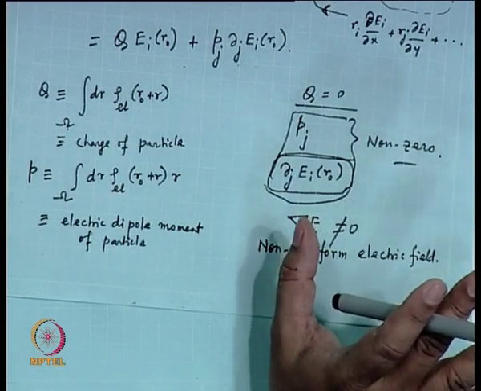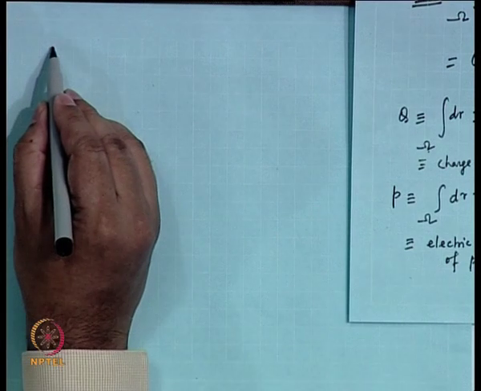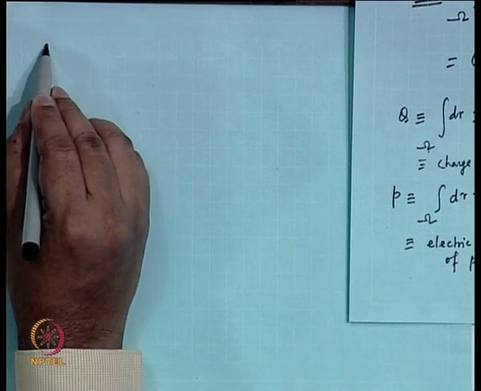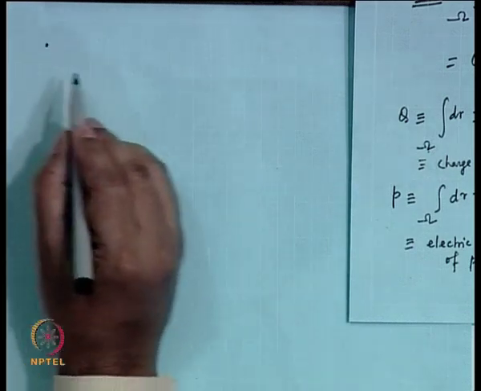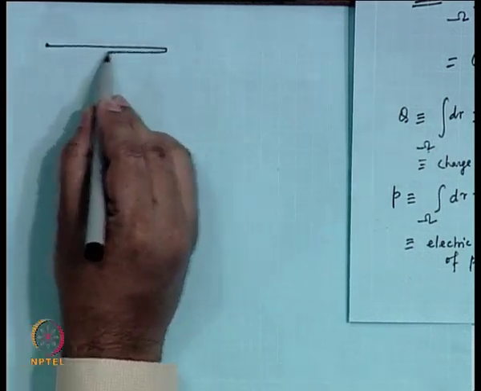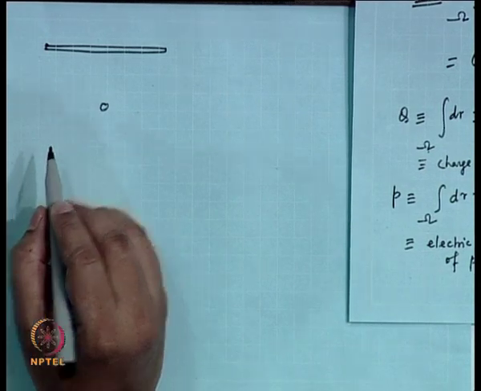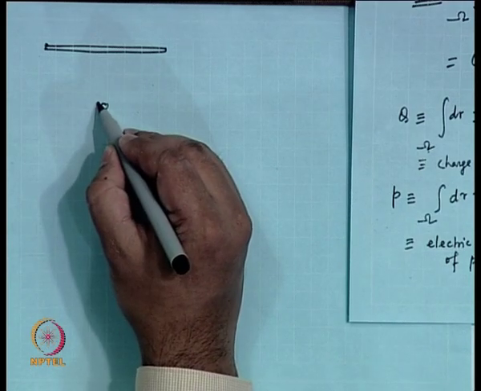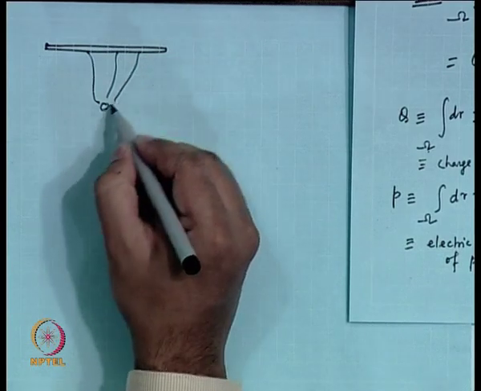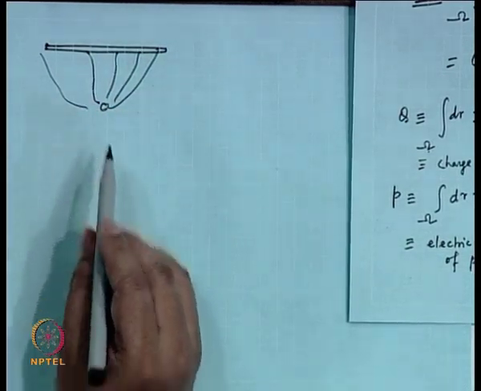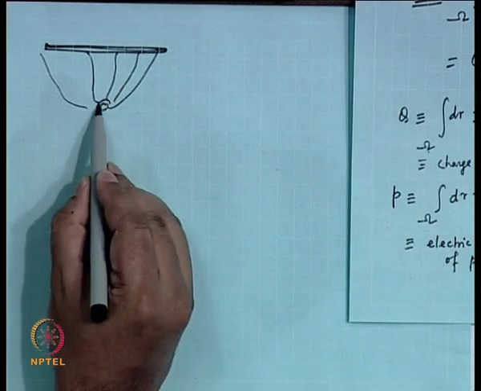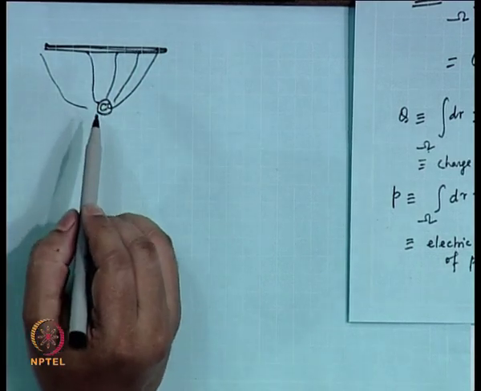In DEP, you will always find there are two electrodes. One electrode would be a planar electrode, another electrode would be a point electrode. So, these would be the lines. This is the planar electrode, and this is the point electrode, and that is how you create this non-uniform electric field.